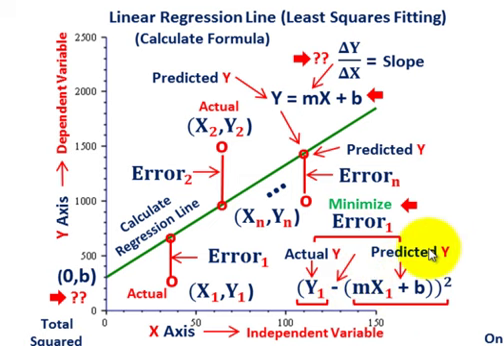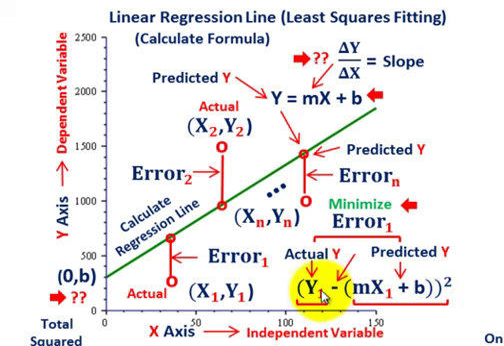our predicted y here is mx1 plus b. So what we're going to do is subtract our predicted y from y1, because y is predicted based on whatever the x value is, mx1, plus b, the y-intercept. So you just take the difference between those two: the actual y, y1, minus the predicted y, mx1 plus b.